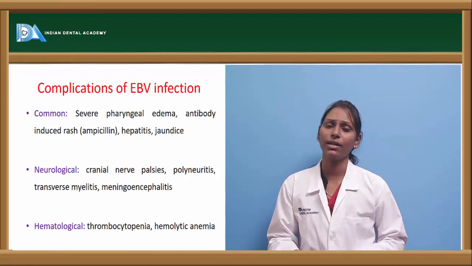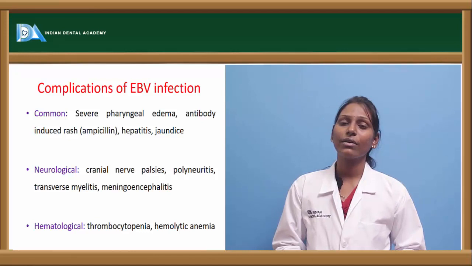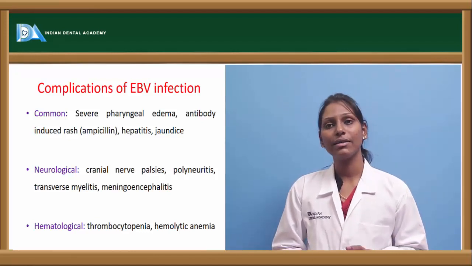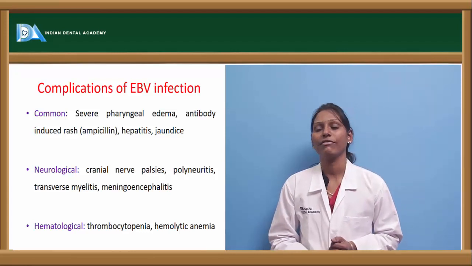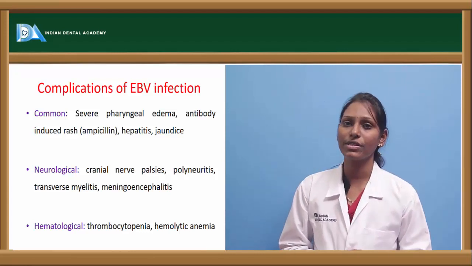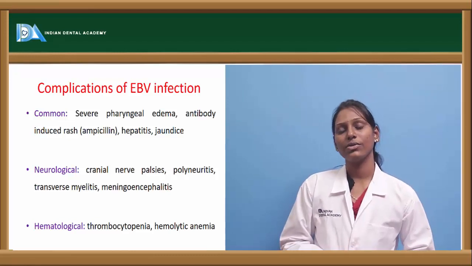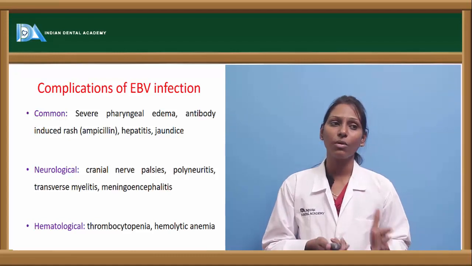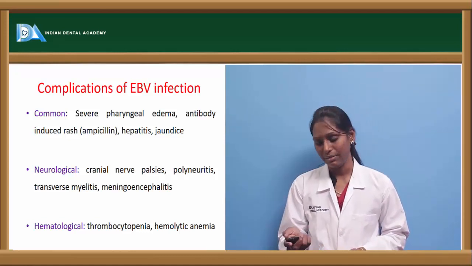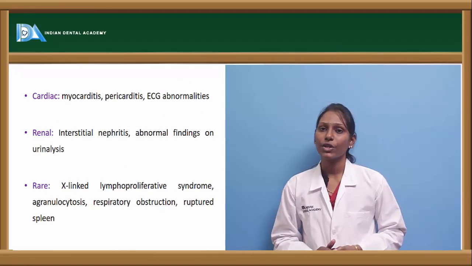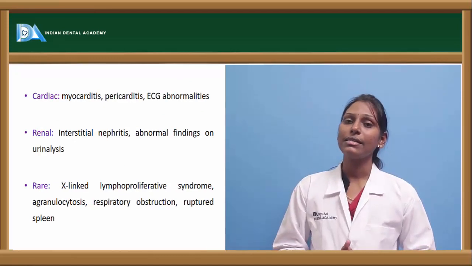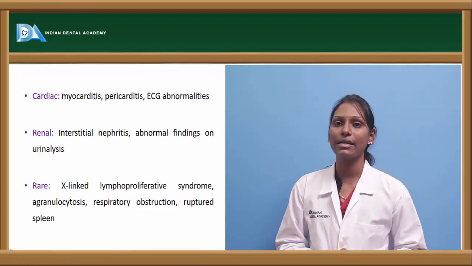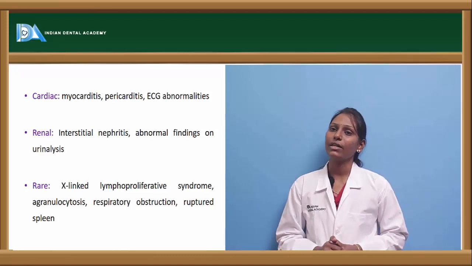Coming to neurological complications, these can include several cranial nerve palsies. They'll also have polyneuritis, transverse myelitis and also meningoencephalitis. These are various neurological complications associated with infectious mononucleosis. Other hematological complications include thrombocytopenia and also hemolytic anemias. Cardiac complications include myocarditis, pericarditis, and certain ECG abnormalities can be detected. Interstitial nephritis and abnormal findings on urine analysis can also be seen as renal complications.